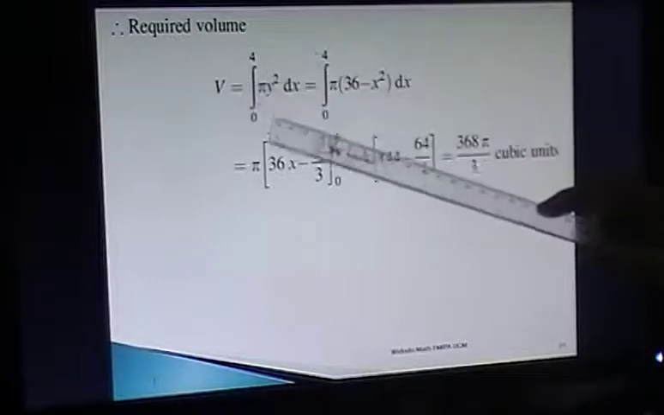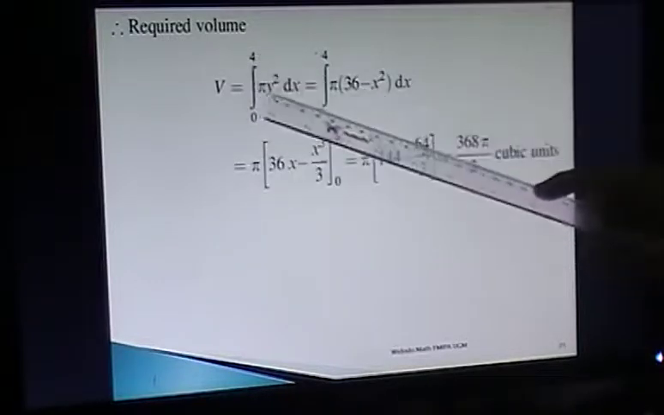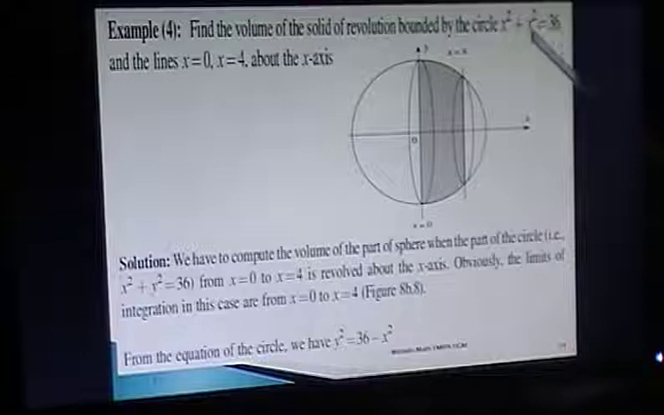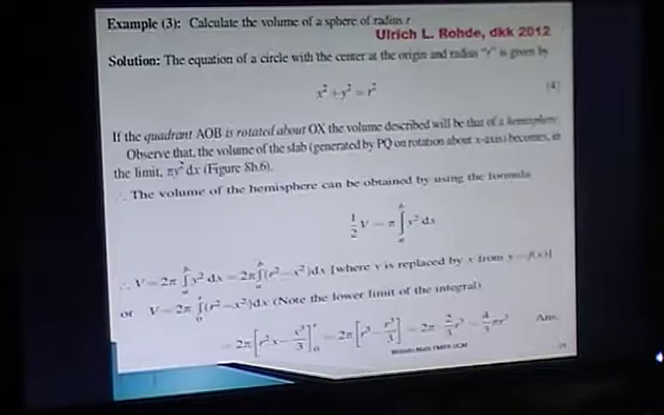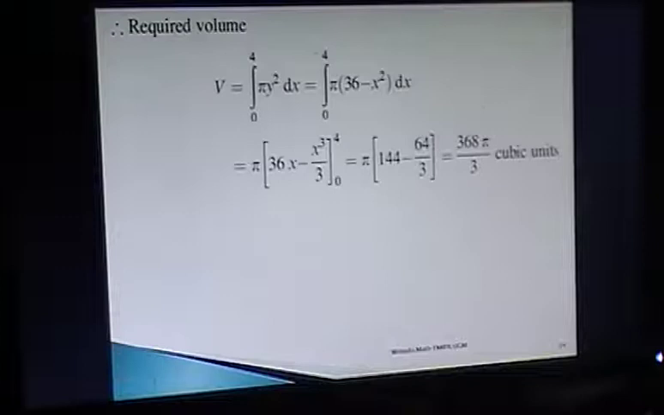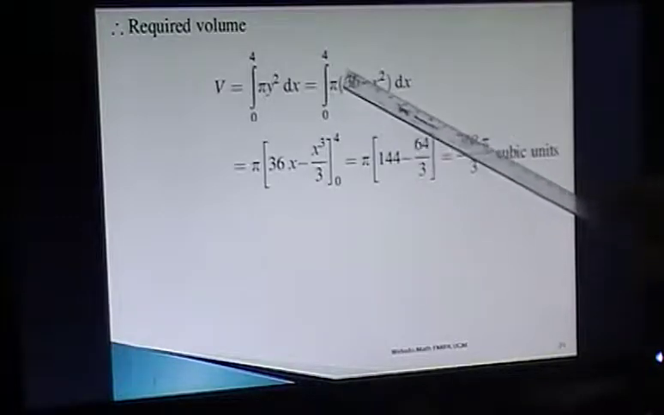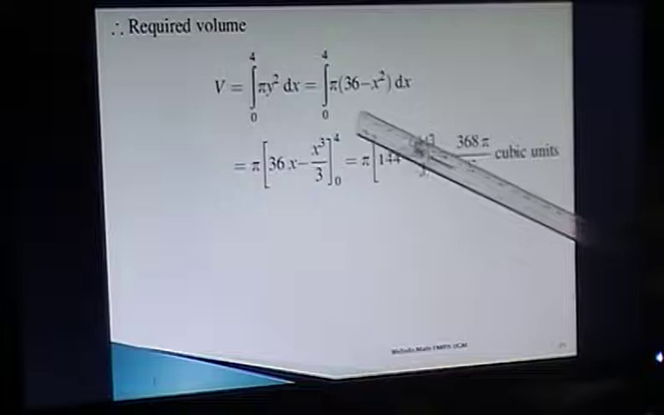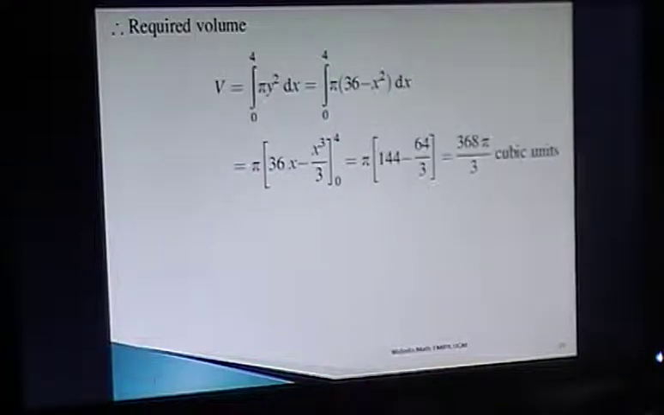So we have that the volume V is the integral from 0 until 4 of pi y square. What is y square? y square is equal to 36 minus x square. So the integral becomes pi times 36 minus x square. We just calculate this expression by using the definite integral. It's very easy, and you get 368 pi divided by 3 cubic units, or volume units.